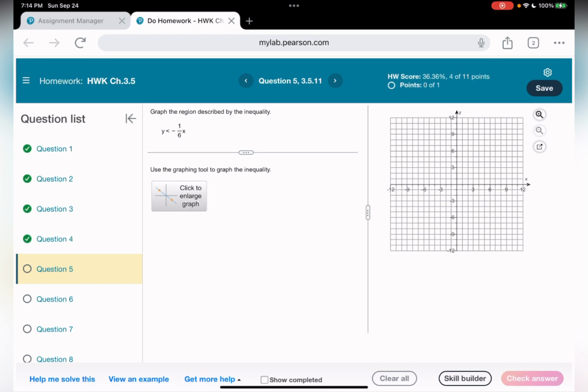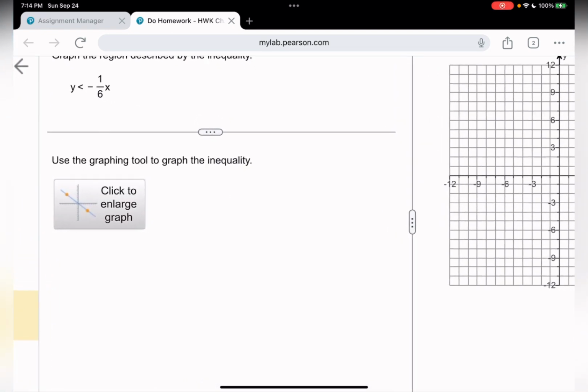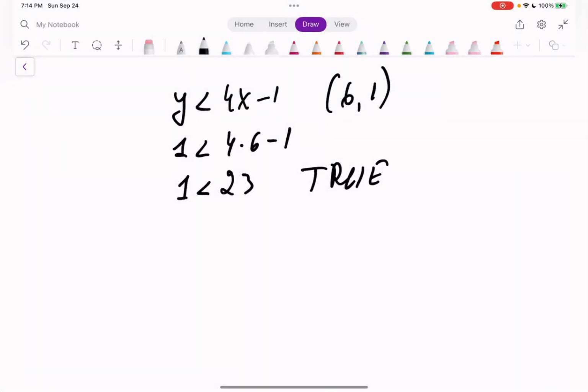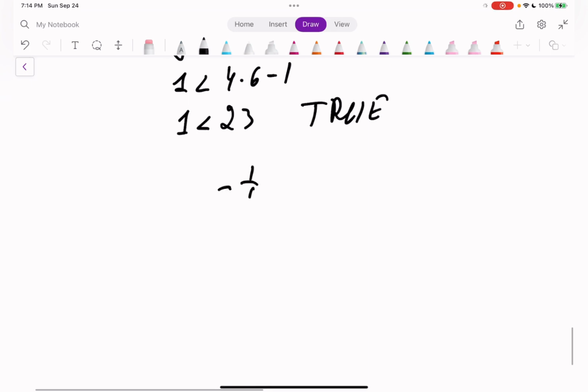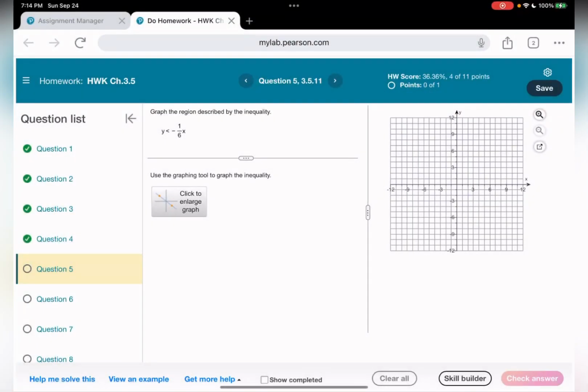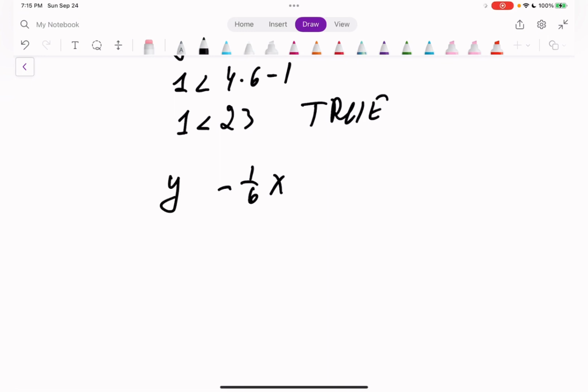Number 5. Okay, number 5, I'm not going to do drafting. We just do it right away because it's easy. 1 over 6, less than negative 1 over 6. When you have negative 1 over 6, okay, I have no choice. I have to go back. Negative 1 over 6x, and our y is less. Okay, less. I need to explain this. Negative 1 over 6.